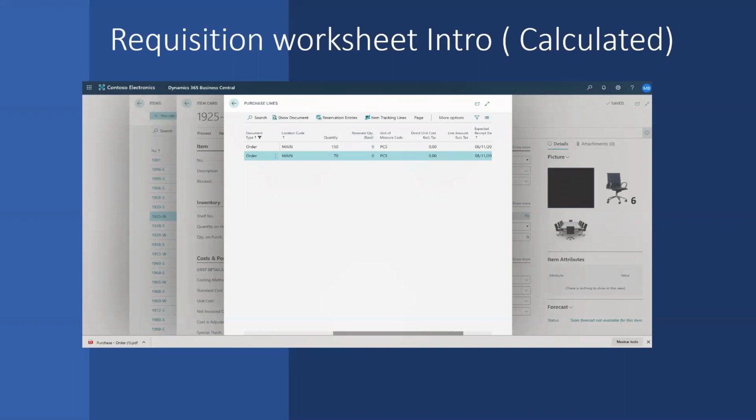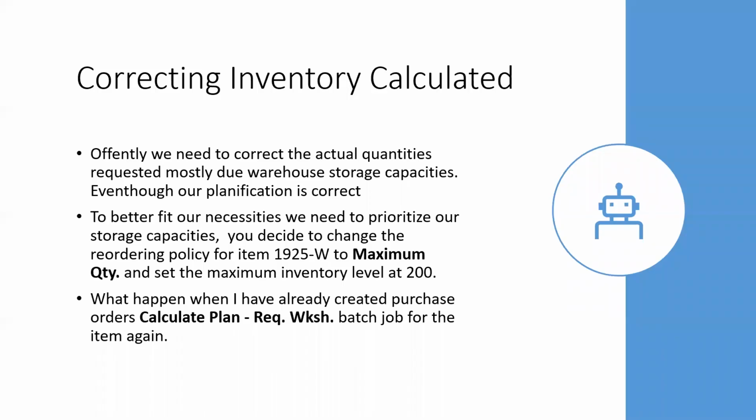Yes, I know that I still need to order the majority of the items per purchase order, but at the same time, I have capacity in my warehouse. What happens then in that example? Obviously we need to correct the actual quantities, and this is the first time the system helps us to correct. It requests mostly the warehouse storage capacities, even though our planning is correct. So even though we are planning correctly and have inputted everything fine, with time we're going to be learning.